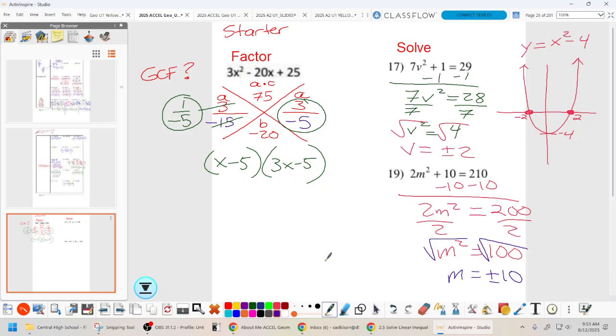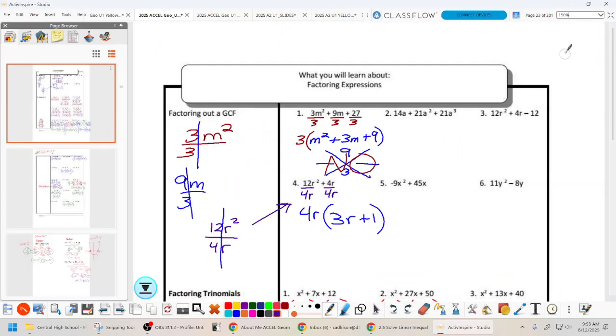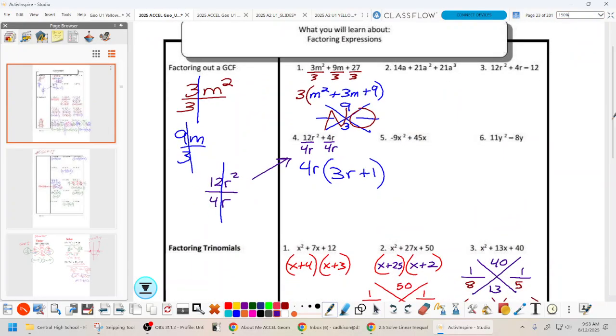Okay. Well, that's doing pretty good overall. Let's check your homework. On page 1, we had to finish up these GCF problems. So what's a good GCF on number 2? 7 and A, yeah. Okay, remember immediately pull that out front so you don't forget it. And then we can start dividing.